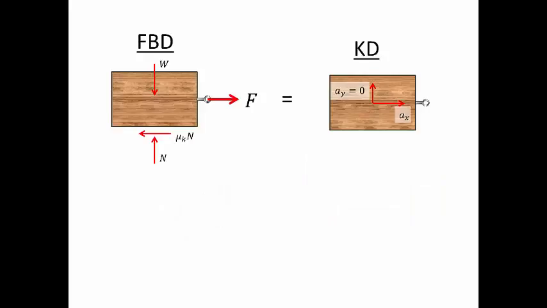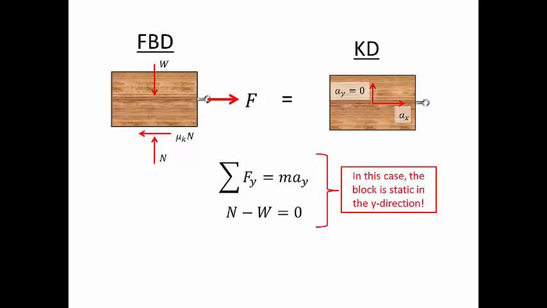Once we have our free body diagrams and kinetic diagrams, we can use those diagrams to help us write our equations. In this case, the sum of the forces in the y direction is equal to our mass times the acceleration in the y direction. We use the free body diagram to represent the sum of the forces, and our kinetic diagram to represent our mass times acceleration. If we sum the forces in the y direction, we have a normal force minus a weight on the left side of the equation, and on the right side of the equation our acceleration is 0, so our mass times acceleration is 0. In this case, the block is static in the y direction.